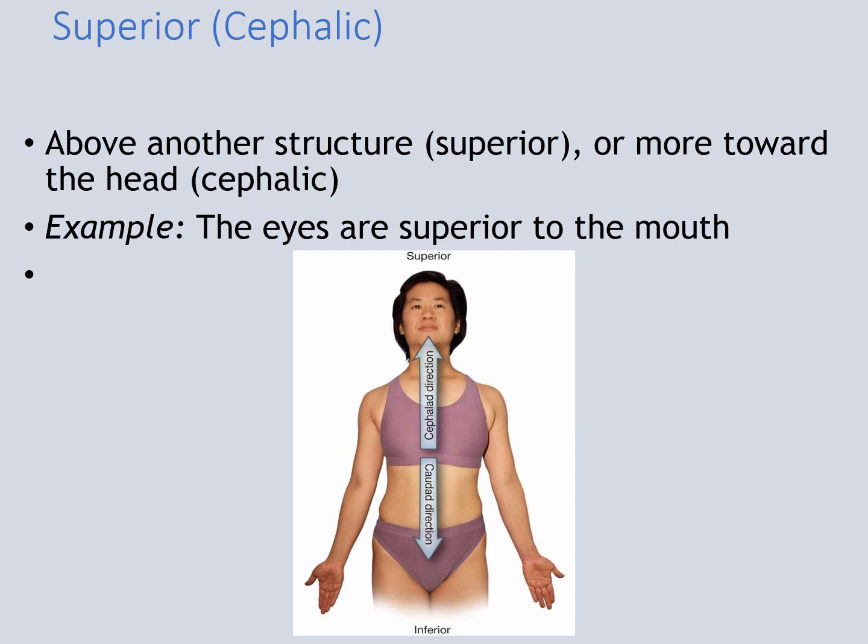So something that is superior is located closer to the head or more towards the head. You also hear the word cephalic used. Cephalic's not super common in human medicine, but you will hear it occasionally. The example that they give here is that the eyes are superior to the mouth. The eyes are located above the mouth.